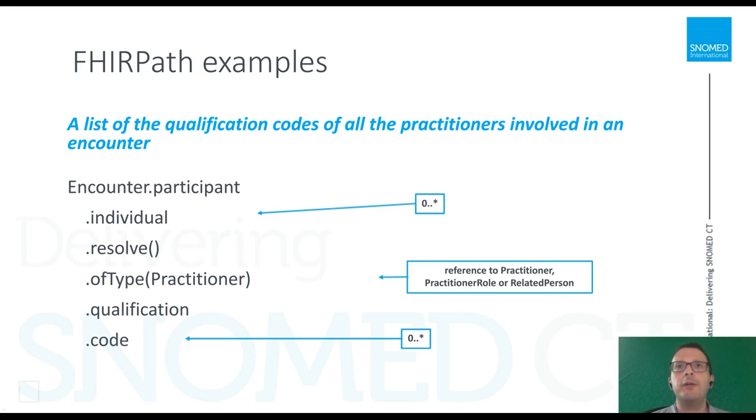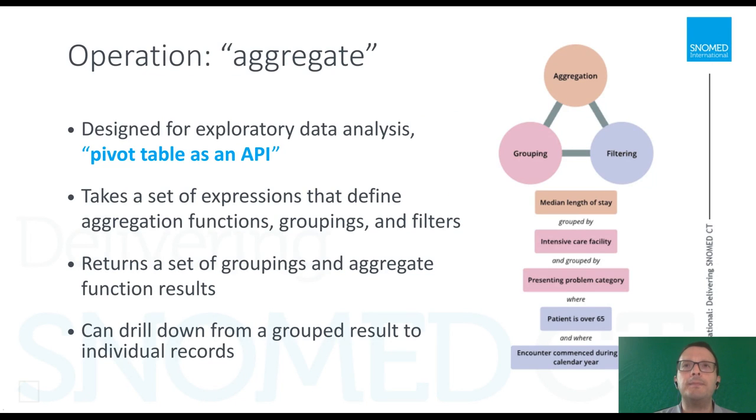So as you can see here, it's just a complex path that traverses the graph model. And in terms of the analytics platform, the most important operation, I think, would be the aggregate operation. And again, this is mostly what provides the functionality of a pivot table as an API.